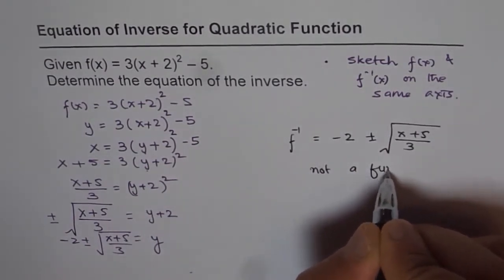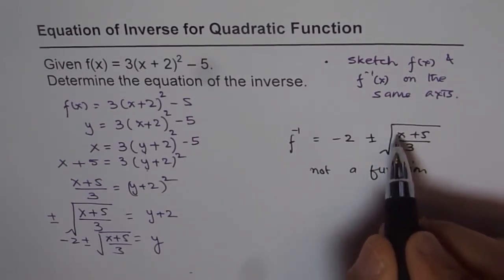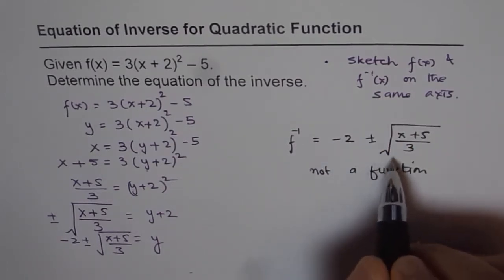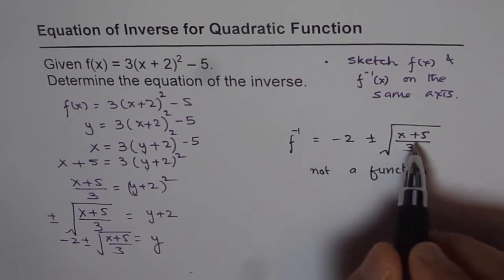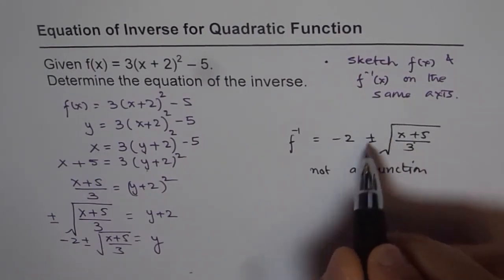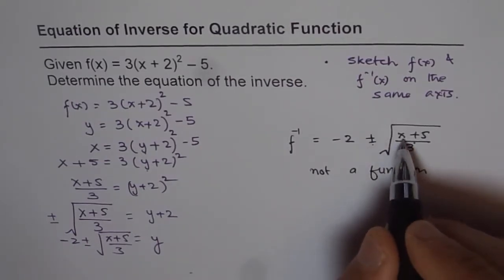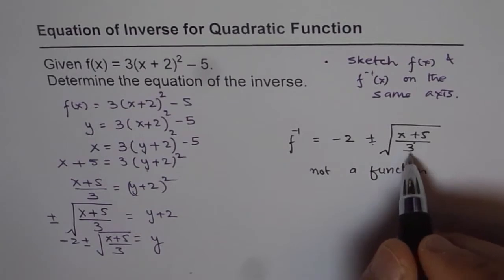Not a function. Why it is not a function? If I write x as some value, let us say if I write x as minus 5, then I get 0 and I get minus 2, one value. But instead of minus 5, if I write some other value for x, then what happens? If I write 9 or 10 or whatever, then I get 2 values, minus 2 plus or minus that value. So plus will give me one value, minus will give me another value. So for a value of x, we have 2 values, that is more than 1, and therefore it is not a function. So that is kind of an important thing which you should note from here.